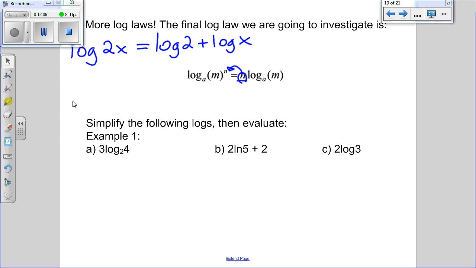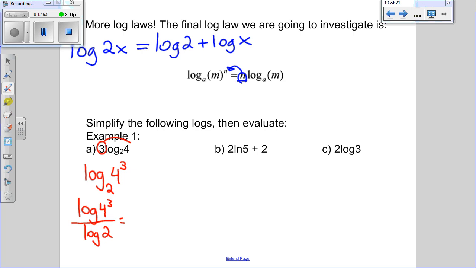If we look at an example down here, we have 3 log 2 of 4. I want you to convert that into a single log and then solve it. The coefficient becomes the exponent, so it's log 2 of 4 to the power of 3. To solve that in your calculator, you would put log 4 to the power of 3 divided by log 2. The 3 is inside the brackets on your log, so you go log 4 to the power of 3, close the bracket after that, divided by log 2.